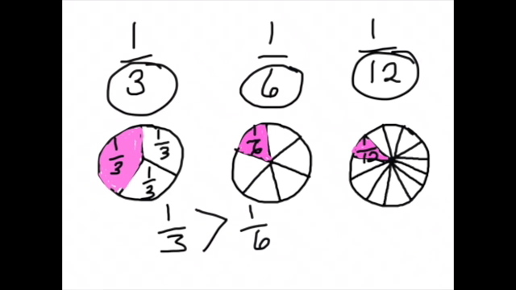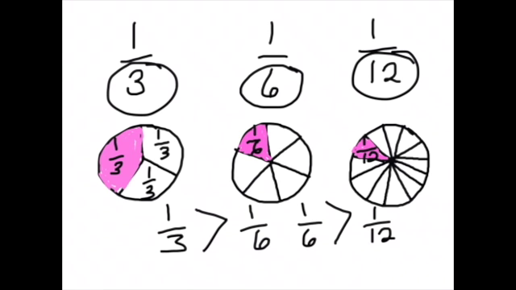Now if I take a look at 1/6 and 1/12, which one would you rather have this time? The 1/6 slice of pizza looks like it would be bigger, right? And that is correct. 1/12 is even skinnier, or smaller. So I would rather have the 1/6 out of those two choices. 1/6 is greater than 1/12.